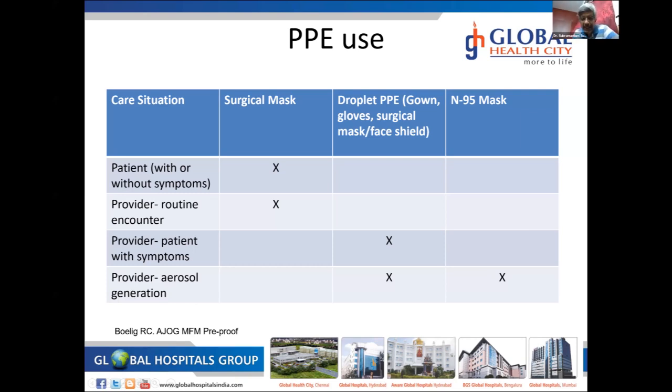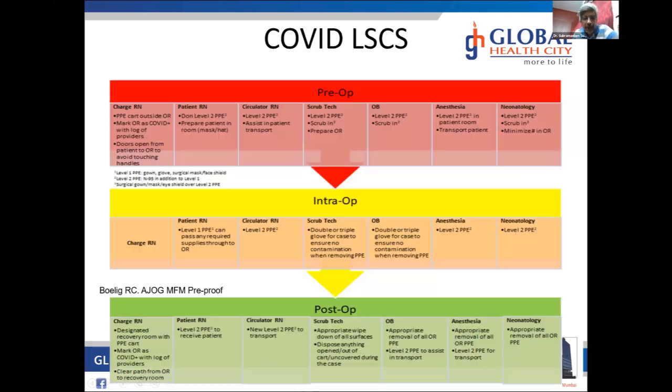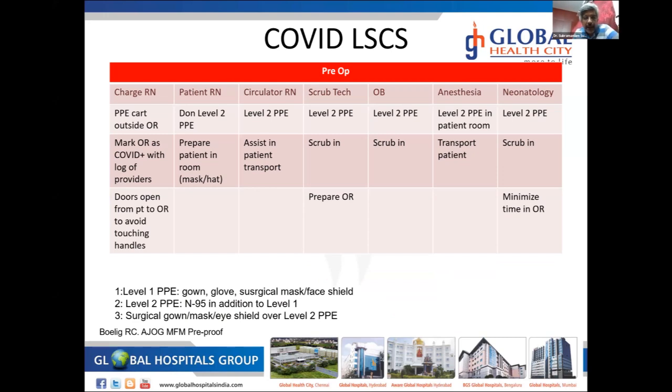So this is the LSCS protocol again from AJOG. I'll just try to break it up into pre-op, intra-op, and post-op. Pre-op, again, this is for proven COVID, or you're strongly sure it's COVID. Again, depending on who the person is, there are different guidelines on what kind of PPE is to be used, level 1 and level 2.